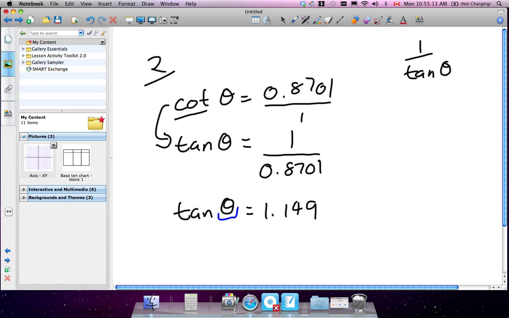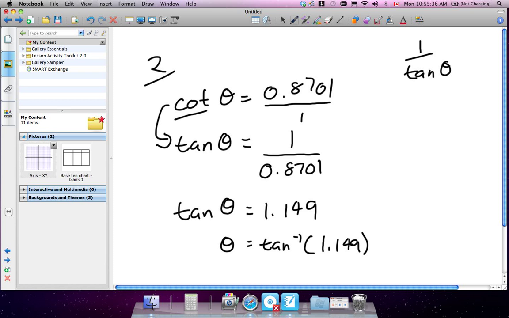But if I'm looking for the angle, I have to isolate just that angle. So in other words, I got to bring tan to the other side. When tangent goes to the other side, do you know what it becomes? It becomes tangent inverse. That's when you use tangent inverse on your calculator. That's when you push tangent inverse 1.149.